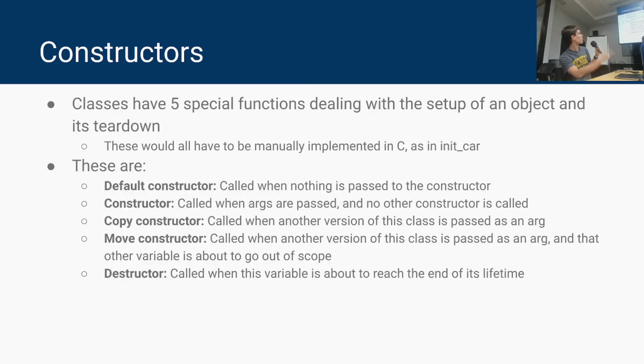So I'll go over them here, and then I can show what they actually look like. The default constructor is called when nothing is passed. If you just write your class and declare a variable with a semicolon, it will call the default constructor. Or if you use the empty brackets constructor, that's also the default constructor. A normal constructor is any constructor other than the ones I'm going to mention here. This is what you'd expect.